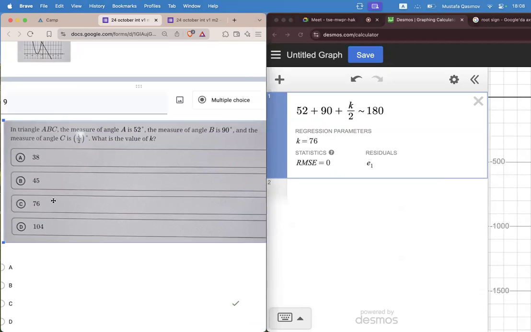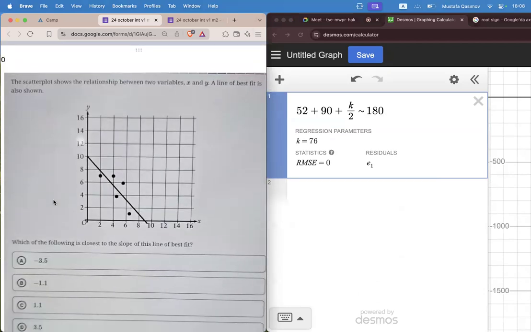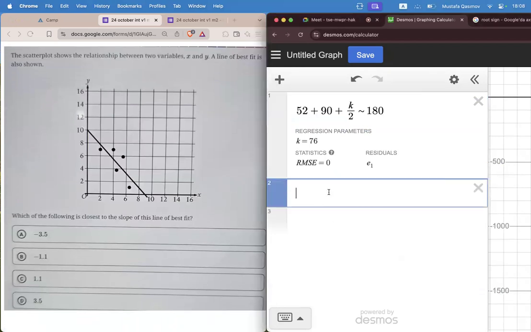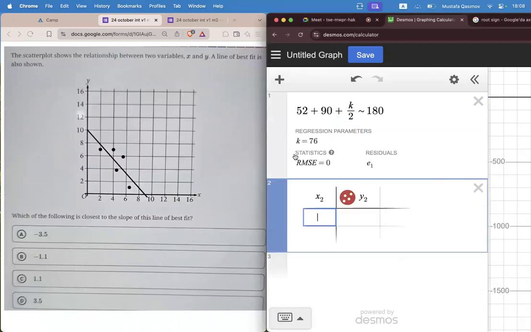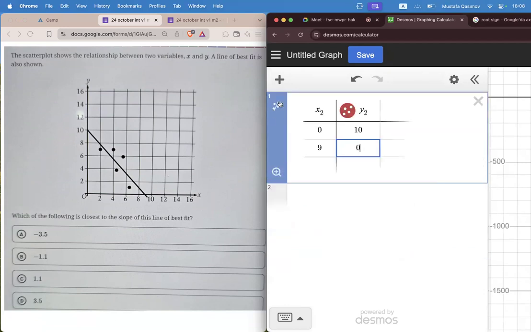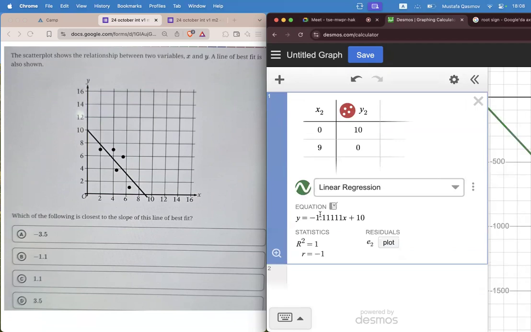Did you understand? Any question until here? Okay. Let's select 2 points, 10 and 0 and 10. And this one, 9 and 0. So what's the value of the slope? It is negative 1.1. So the answer is B. Any question until here?